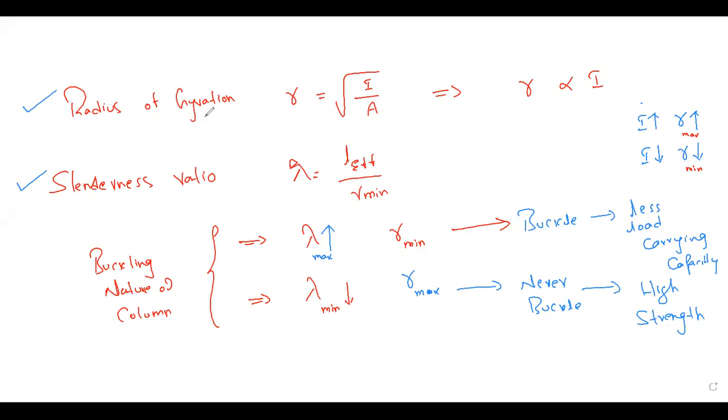Guys, please respond. Have you understood about radius of gyration and slenderness ratio clearly? Yes, sir. Very good. Okay. So next we'll start learning about what is a long column and what is a short column, and how they are going to be decided.